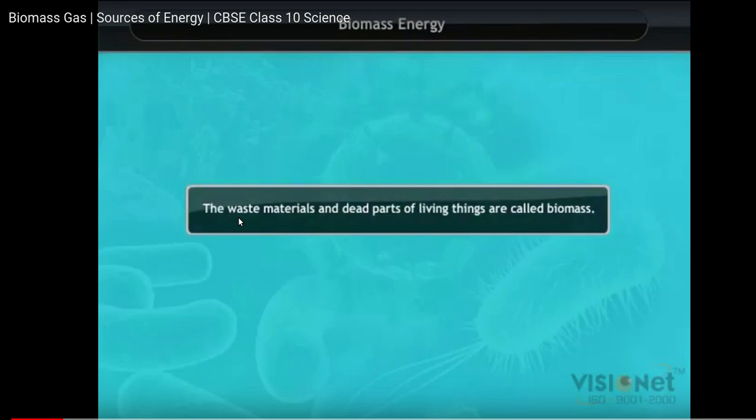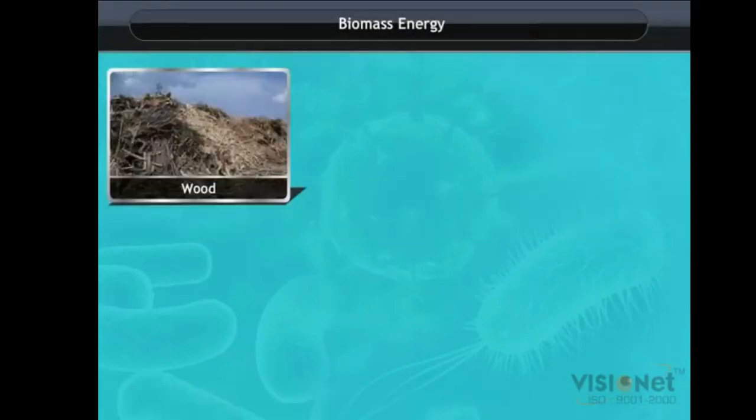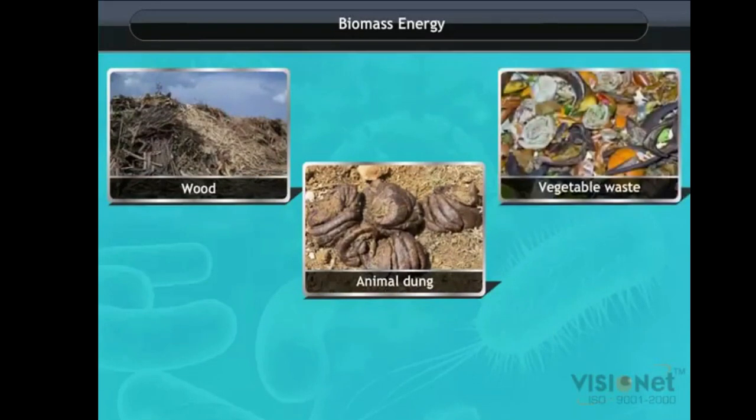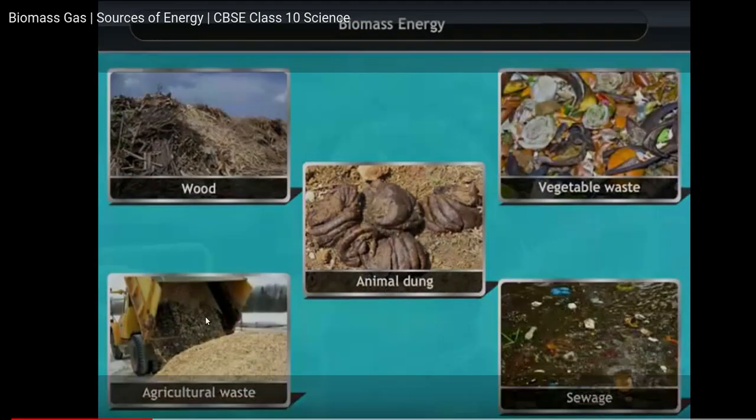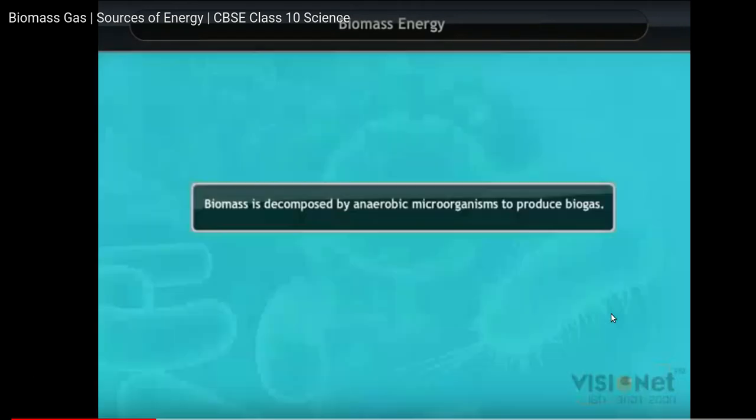So let's see how it works. We can get biogas from wood, animal dung, vegetable waste, agricultural waste, or sewage. All of these will give us biogas. Our aim with biomass is ultimately to make biogas, so we will create the biogas with any of these things.